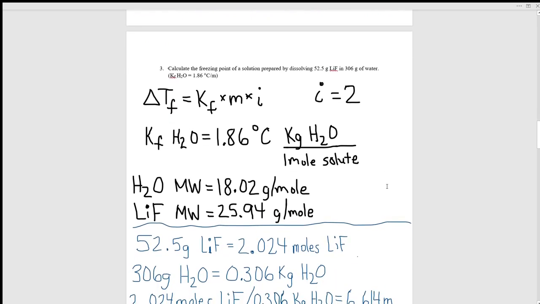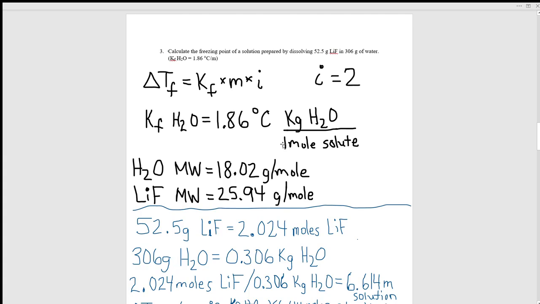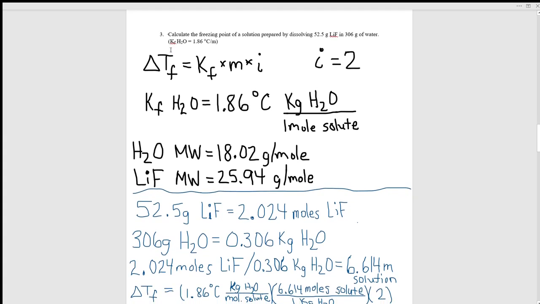Moving on now to question number 3, we're going to be doing a different type of math calculation. In this case, we'll still be using the delta T sub F equation, but we'll be using Kf as well. So number 3 states, calculate the freezing point of a solution prepared by dissolving 52.5 grams of lithium fluoride in 306 grams of water, where the K sub F value for water is equal to 1.86 degrees Celsius per molality of the solution.